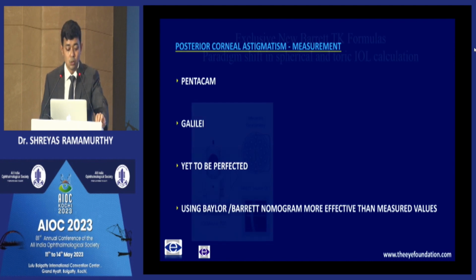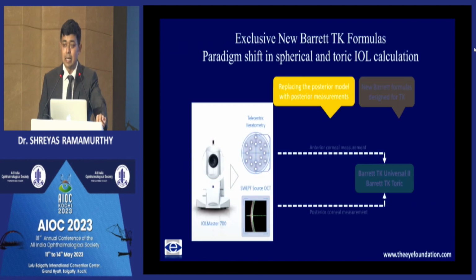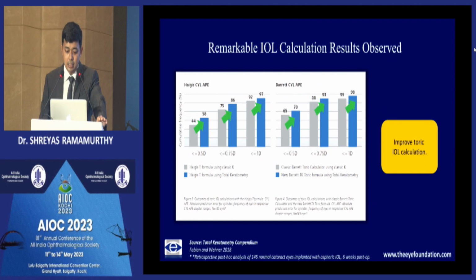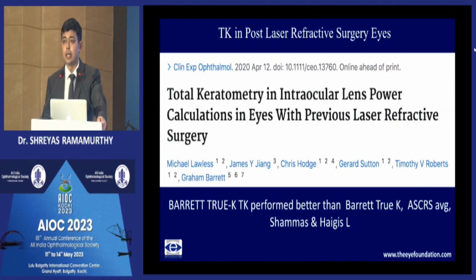Whereas with the Barrett TK formula which is available now, you can use the TK provided by the biometer, and you can use them in the Barrett TK Universal 2 or the Barrett TK Toric, which gives you excellent results. And I think in all our practices, most of us have switched over to using these for all our patients. And definitely it has improved our outcome in toric patients.